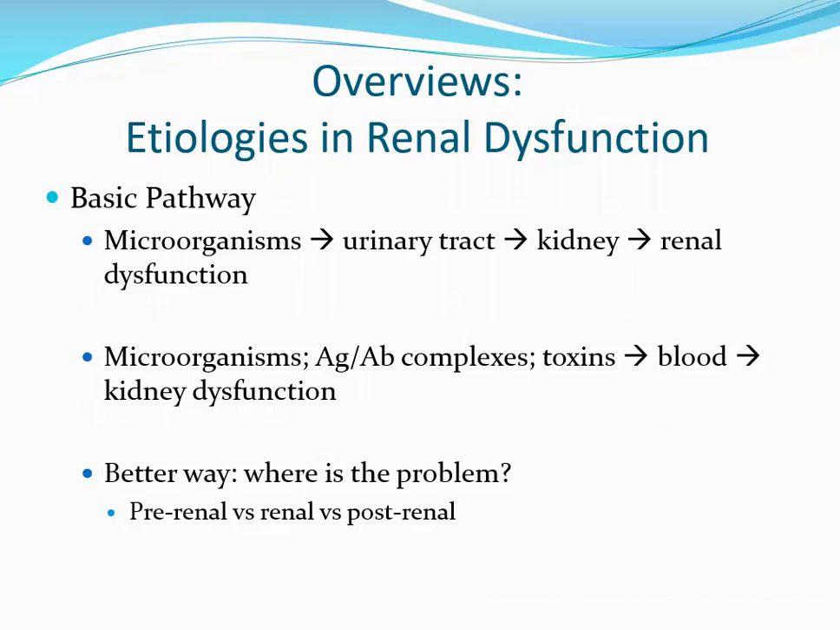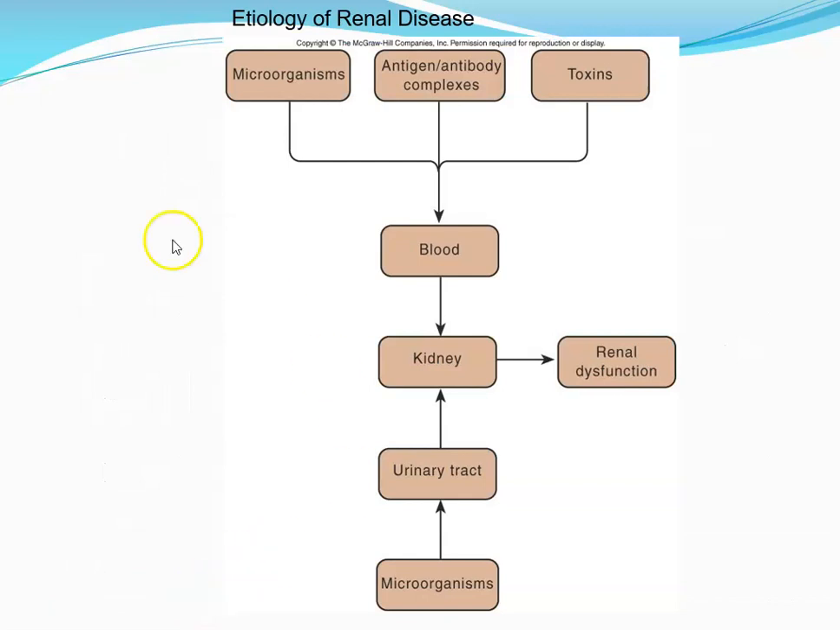A better way to look at kidney disease is, where is the actual problem? Is it pre-renal, referring to the blood supply to the kidney? Is it renal, which represents the kidney itself? Or is it post-renal, involving the urinary tract? So this is the flow chart. Is it pre-renal, something to do with the blood supply? Is it the kidney itself? Or is it post-renal, involving the urinary tract?